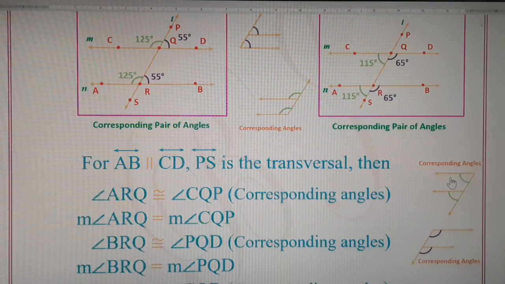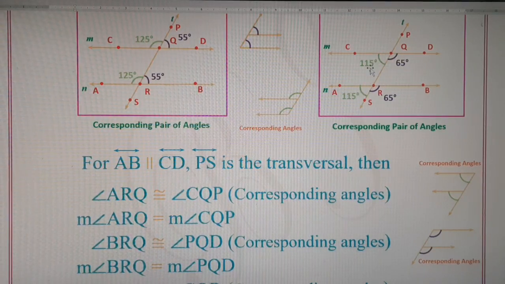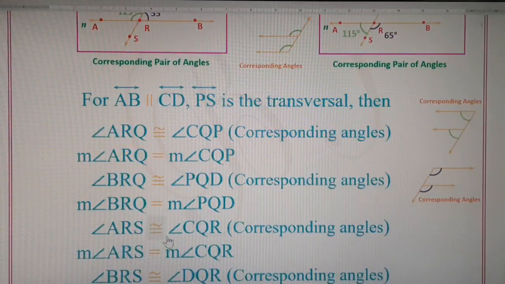So this F pattern is formed, angle CQR and angle ARS. That is in this diagram. If we see, I marked it with the green color, angle CQR and angle ARS. Both are congruent angles, their measurements are equal, congruent angles have the same measure, so both will be 115 degrees. If one of them is given as 115 degrees, we can say the other corresponding angle will also be 115 degrees. The measures will be equal.